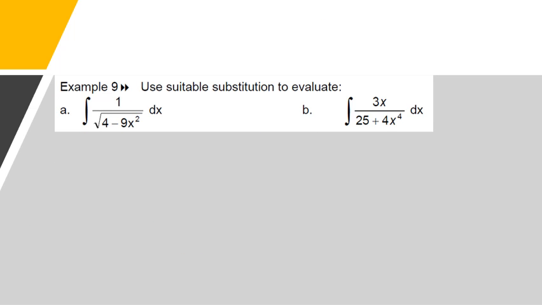Number 9. Use suitable substitution to evaluate. So kat sini guna substitution juga. Macam tadi substitution yang senang, ni pun substitution yang senang juga, tapi dia banyak sikit lah. Okay, kena tahu betul-betul. Integrate 1 over square root 4 minus 9x square. Macam saya cakap tadi, kita kena tahulah. Bila ada square root, minus square root. Okay, lepas tu minus pula, so dia akan dapat sin inverse.